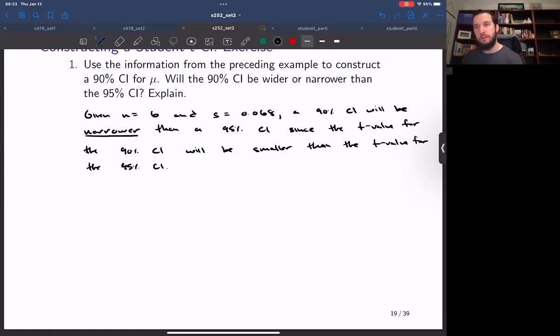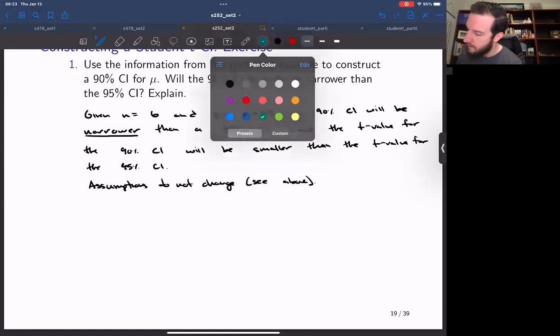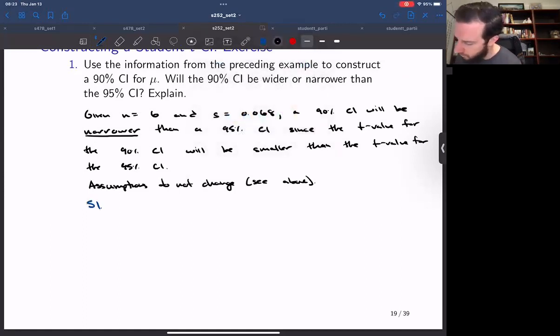Now, the assumptions for this are going to be exactly the same as they were in the first example because it's the exact same set of data. Okay, so the assumptions do not change. So see above. Okay, and the only thing that's really going to be different here is our t value. So on step one, we're going to have alpha is 1 minus 0.9, which is equal to 0.10. So therefore t alpha over 2, n minus 1 is going to be a t value on 0.05 and 5.